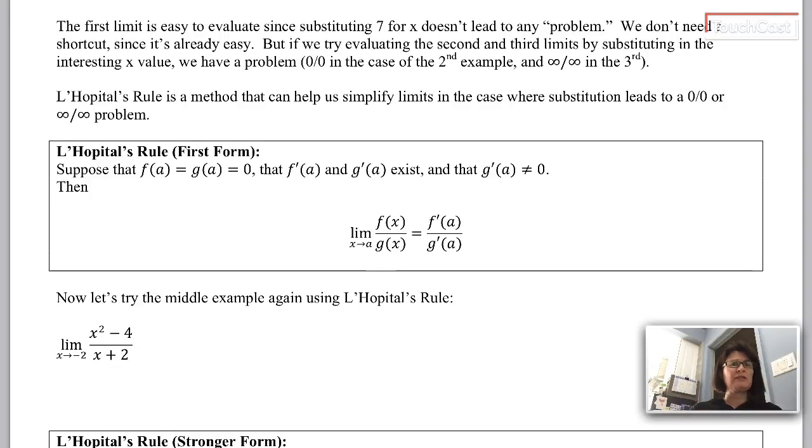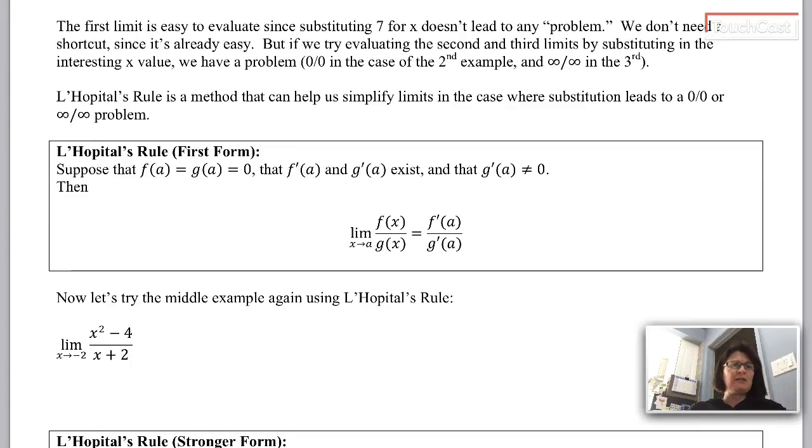So here's what L'Hopital's rule says. If you're trying to find the limit as x approaches a of f of x over g of x, so right now it only works for quotient problems, and you find that f of a and g of a are both equal to 0, then you're going to have a 0 over 0 problem. L'Hopital's rule says you can actually find f prime of a and g prime of a and report that quotient instead.